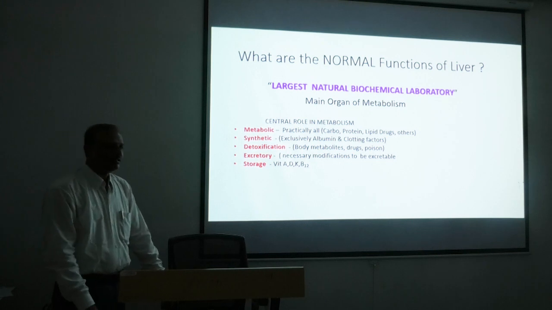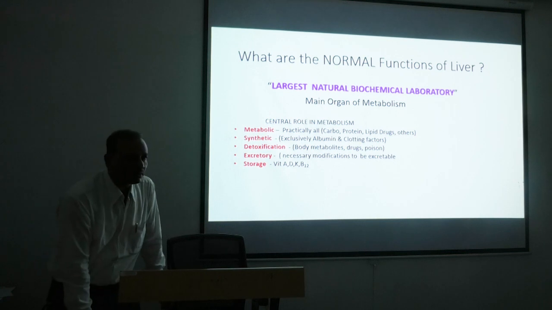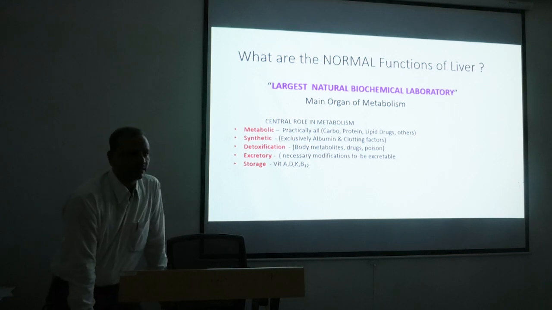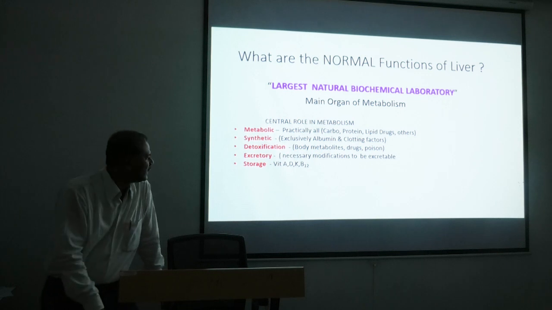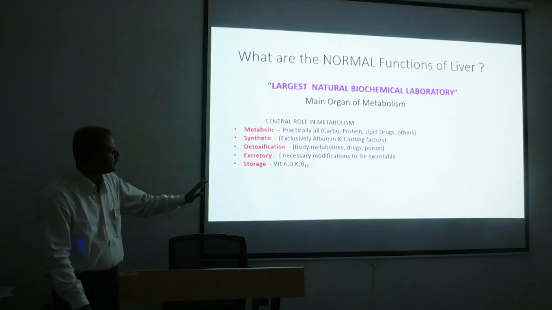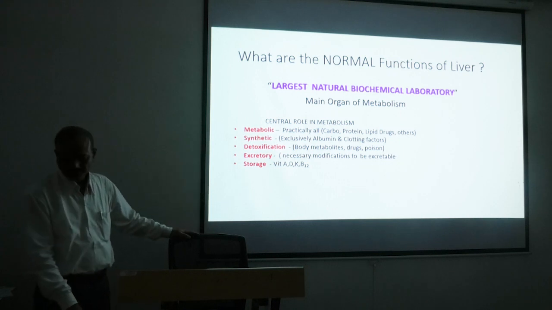So basically, these toxic metabolites are not excreted properly as such. They require some addition, some modification, so that they become water soluble or can be excreted through the kidney. So liver does that thing. And there is storage function. At least remember vitamin A, D, K, and minerals, they are stored in the liver.